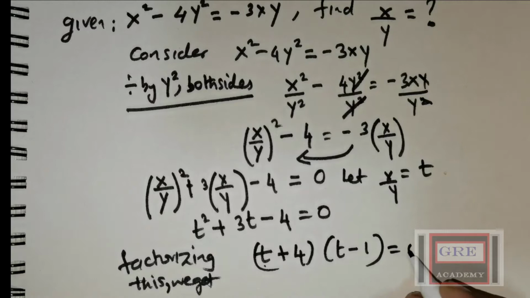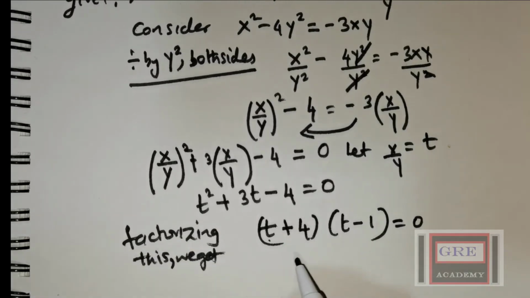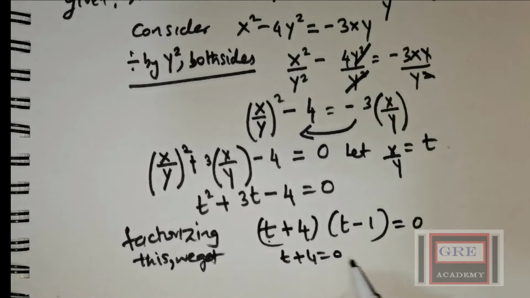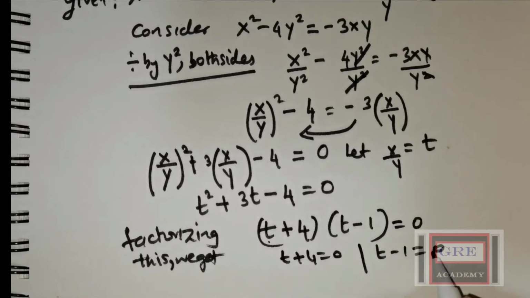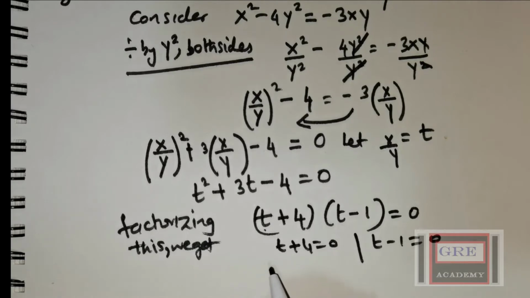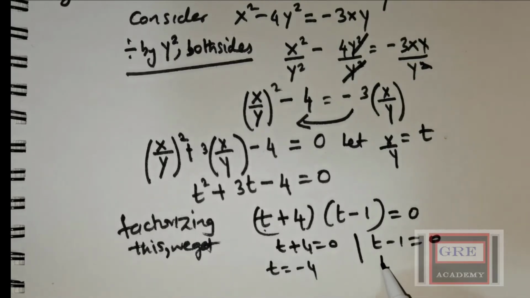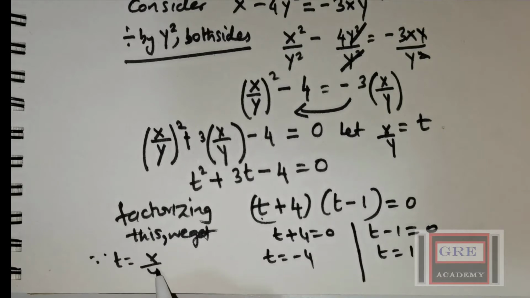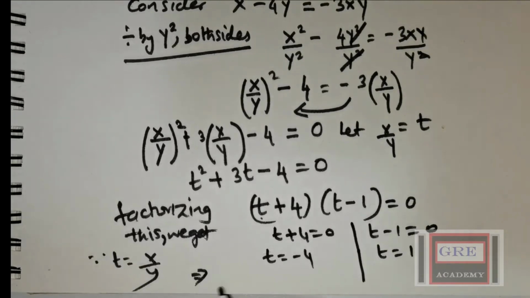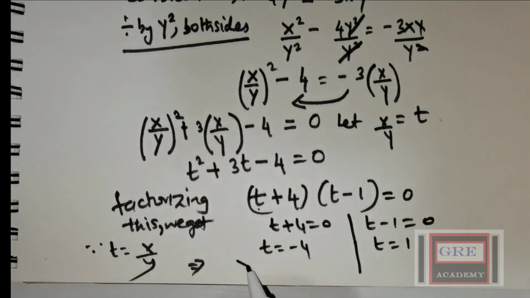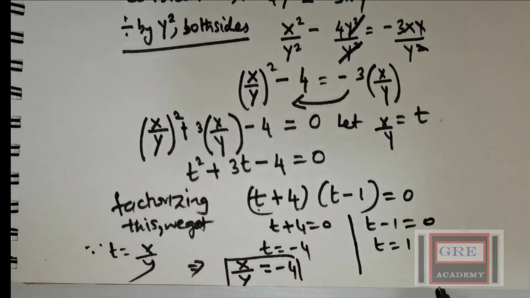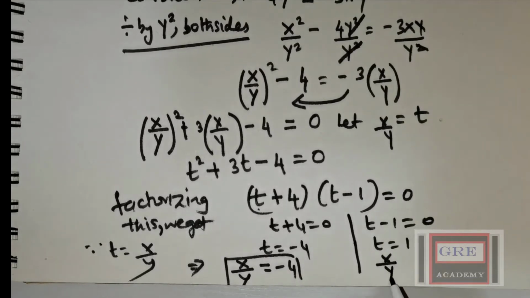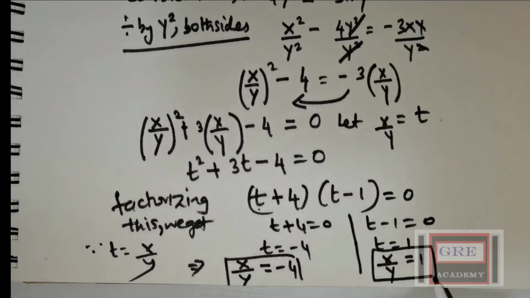So this is equal to 0, right? Now from here you can write t + 4 = 0 or t - 1 = 0, which in turn would mean t = -4 here and t = 1 here. But you have to understand that t is actually x over y. So from here you can clearly write that x over y is equal to -4. This is one solution. And the other solution is x over y equal to 1. This is the other solution.